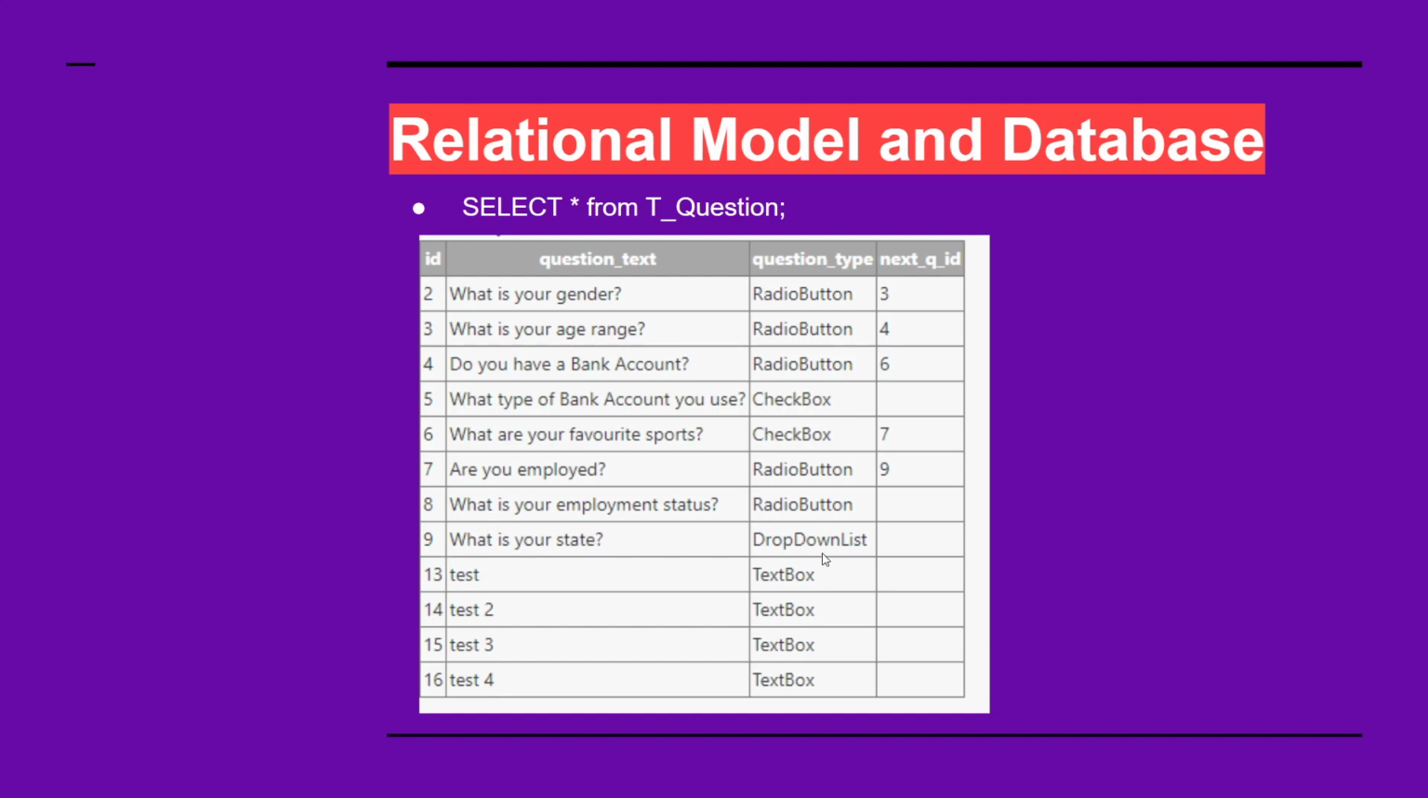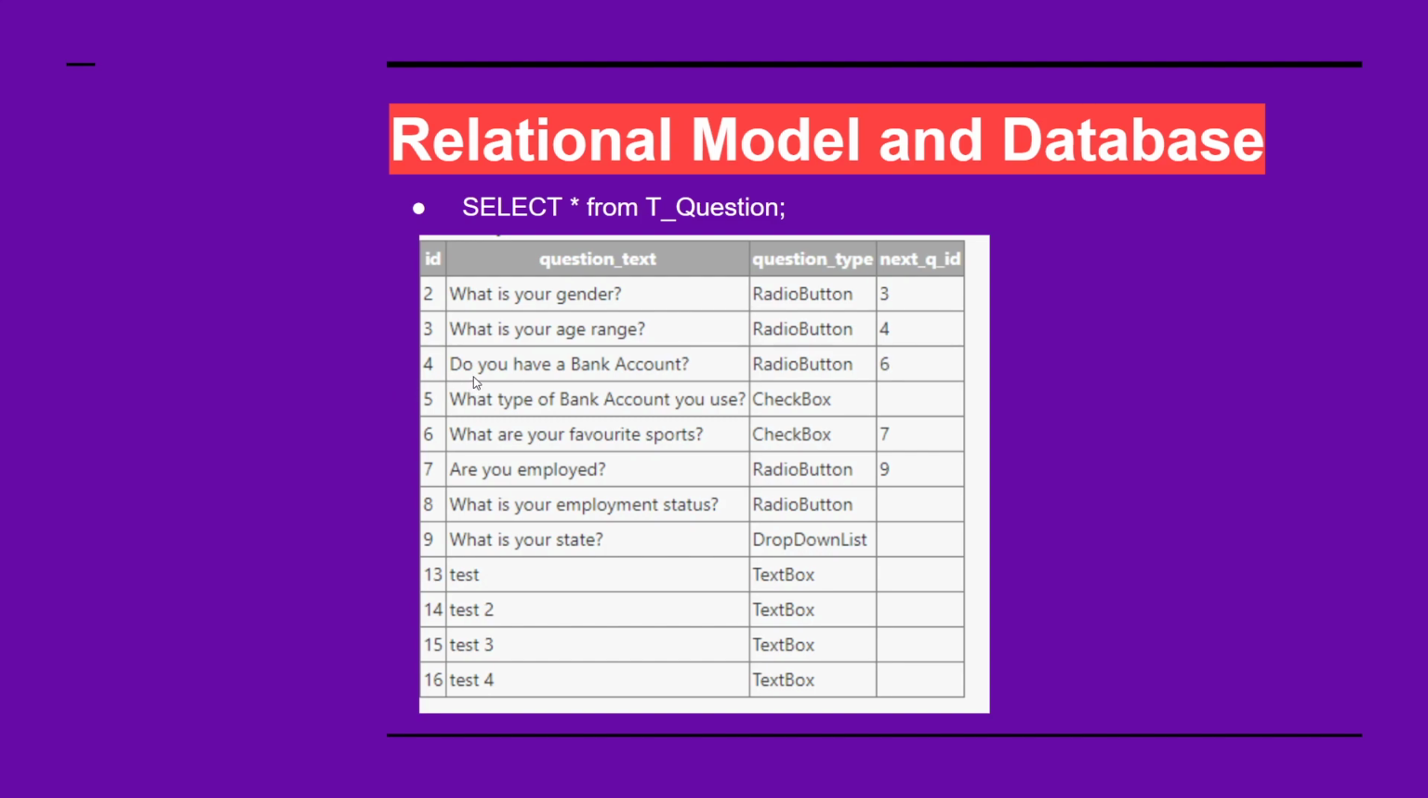Question number 9 will be a drop down list. And because it's a survey, from one question it should go to another question. Say question ID 2 says the next question ID is number 3. Then question ID 3 says the next question ID is 4. Question ID 4 says the next question ID is 6.